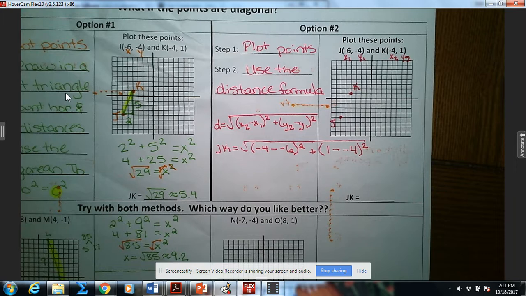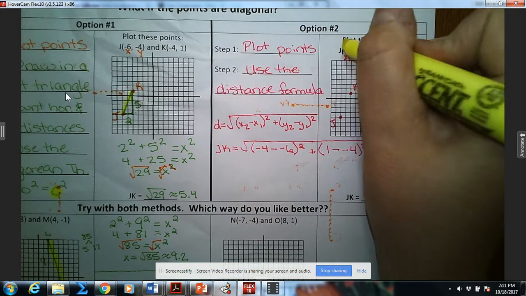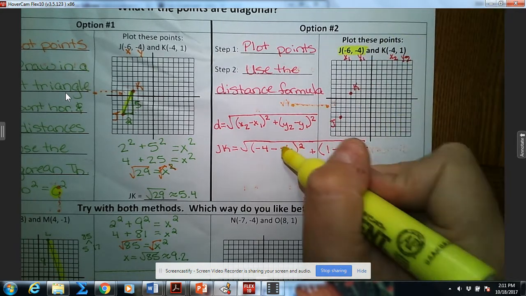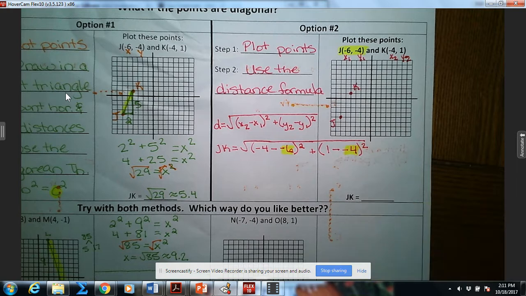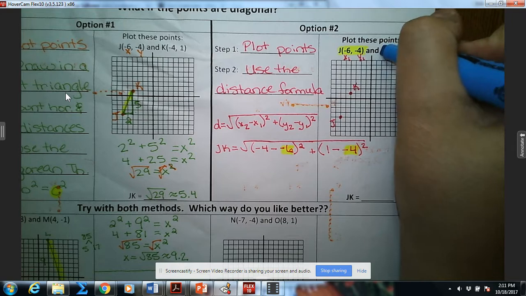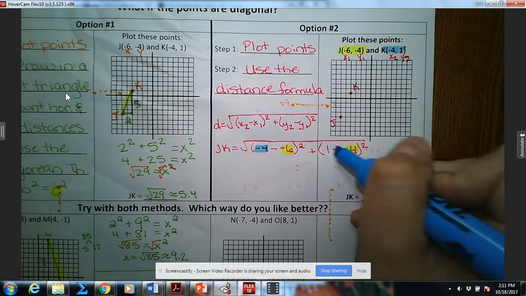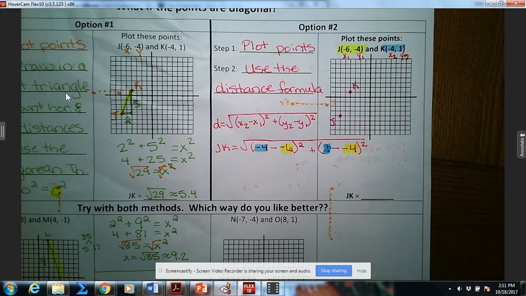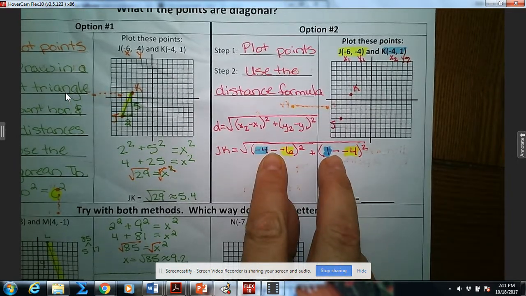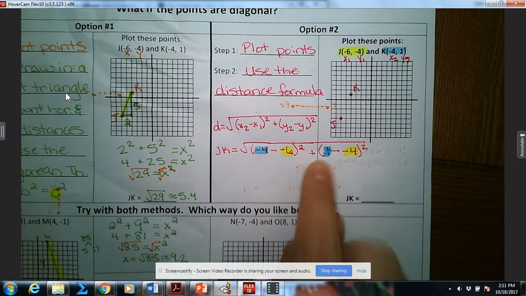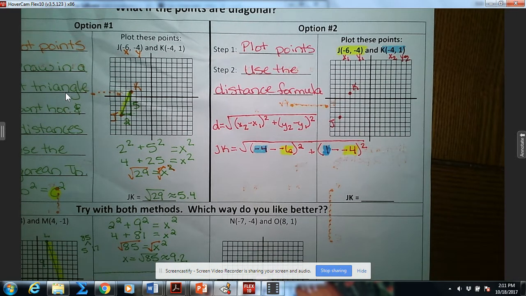Okay, so check out that plug-in. We've got point J, which we've called X1 and Y1, -6 and -4. And then we've got point K, which we've called X2 and Y2 as -4 and 1. Everything else about the equation is built into the formula. The giant square root, these minuses inside the parentheses, the squares, the plus, all of that's built into the formula. The numbers are what come from the point. And now we just do the math.